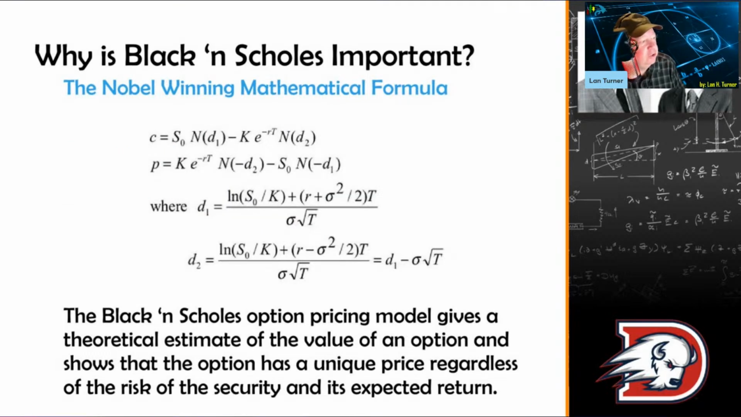So what is the Black and Scholes model? There it is. That's it. So take a picture of it, write it down, because you need to know that for your final exam. Just kidding. You don't need to know that. Why? Because we have computers. Computers know how to use that. Computers know how to calculate that.